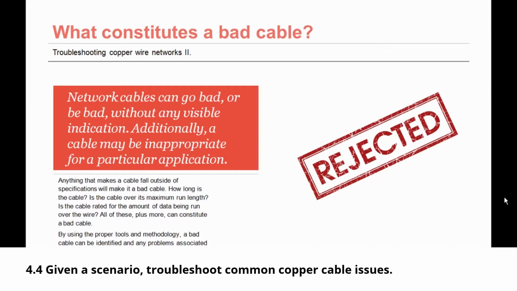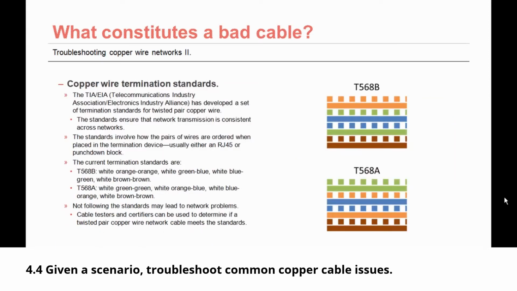By using the proper tools and methodology, a bad cable can be identified and any problems associated with the bad cable can be rectified. Let's talk about copper wire termination standards. They are currently established by the TIA-EIA, that is the Telecommunications Industry Association Electronic Industry Alliance. They have established a set of termination standards for twisted pair copper wire. The standards ensure that network transmission is consistent across networks.